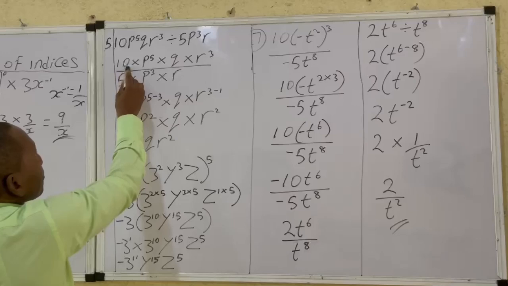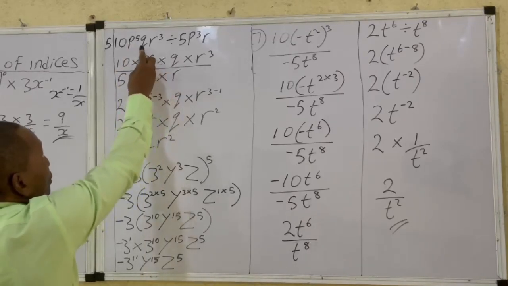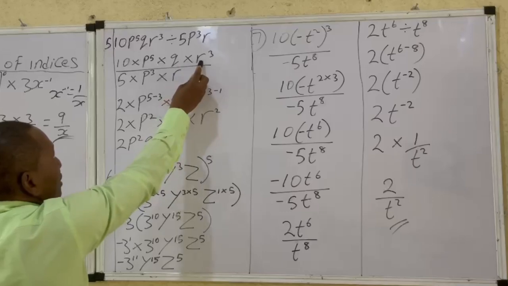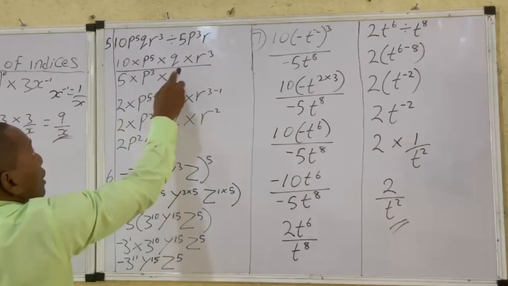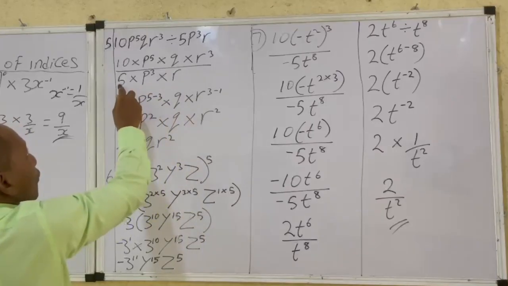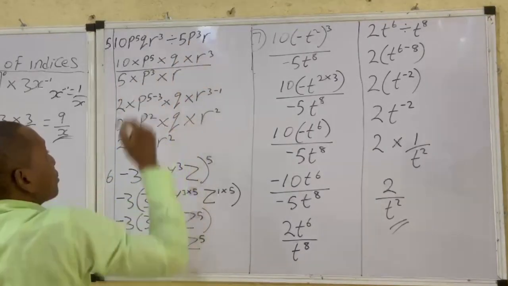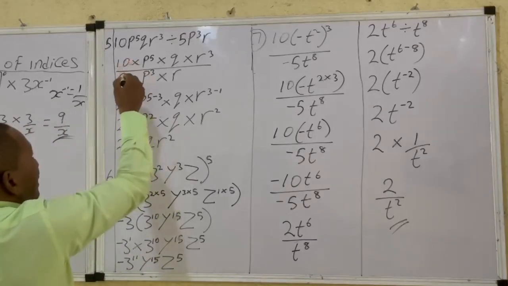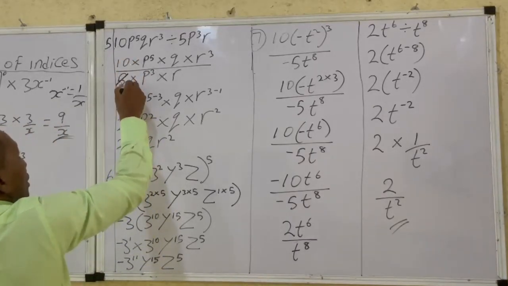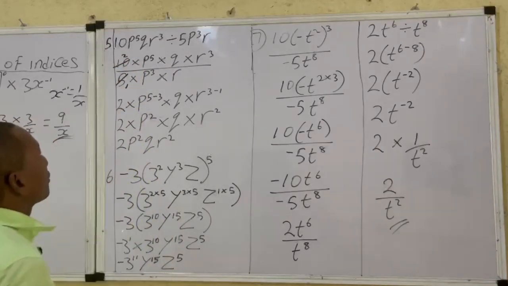Now I have 10 times p raised to power 5 times q times r raised to power 3, which is the same thing. If I multiply this, I'll have this. Now divide 5 times p raised to power 3 times r. I can decide to use 5 here, 1, and 5 here is 2. So we now have this 2 here.